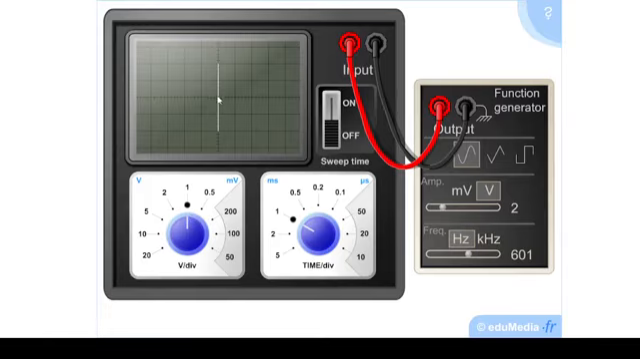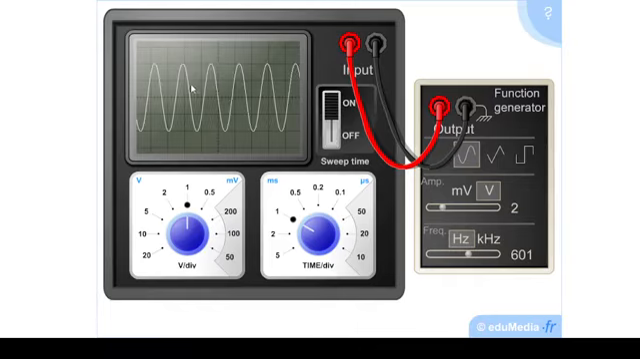Here you can see it varies from 0: 0.2, 0.4, 0.6, 0.8, 1, 1.2, 1.4, 1.6, 1.8, 2. So, I give 2 volt, and in the CRO I can measure 2 volt at the output. If you remove the sweep time, you get the sine wave as it is. In this way we can measure the amplitude.